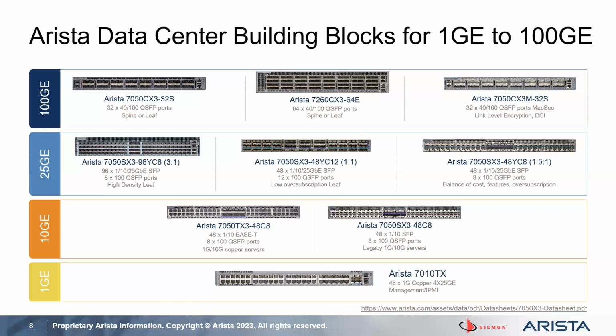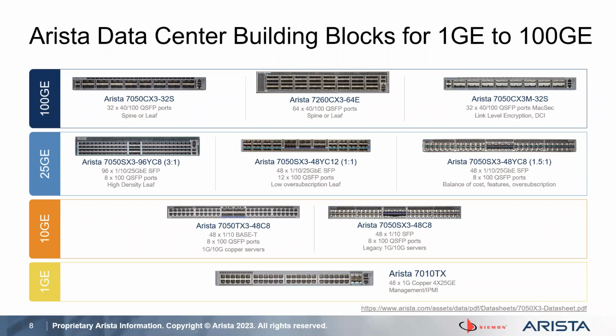Our most common top of rack switch is the one on the right with 48 ports of 25 gig and 8 ports of 100 gig, because for most enterprise applications, that kind of oversubscription ratio is perfectly fine and normal, and of course, it's going to give you some price advantage there.